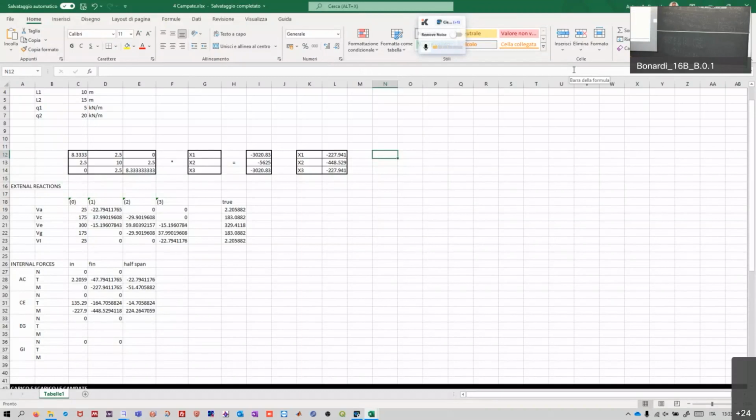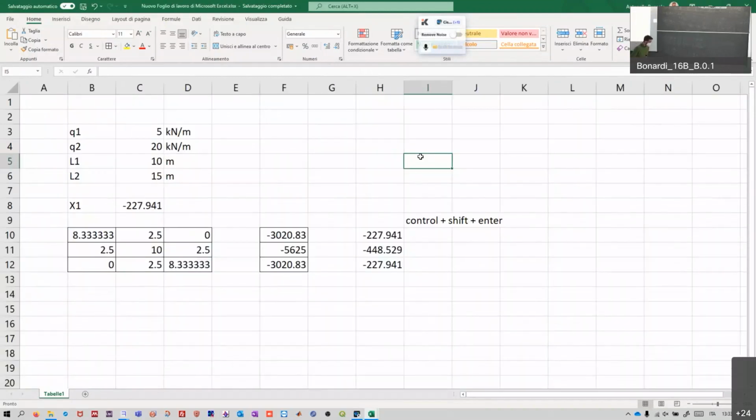This is just to finish solving it and to see how to compute the internal actions and reactions in this structure.